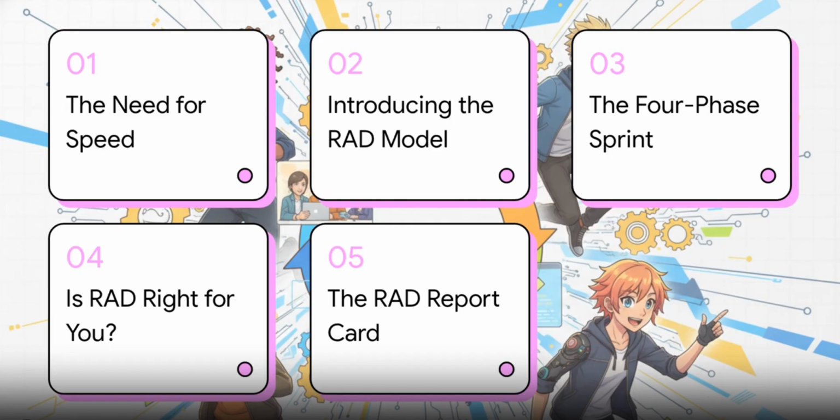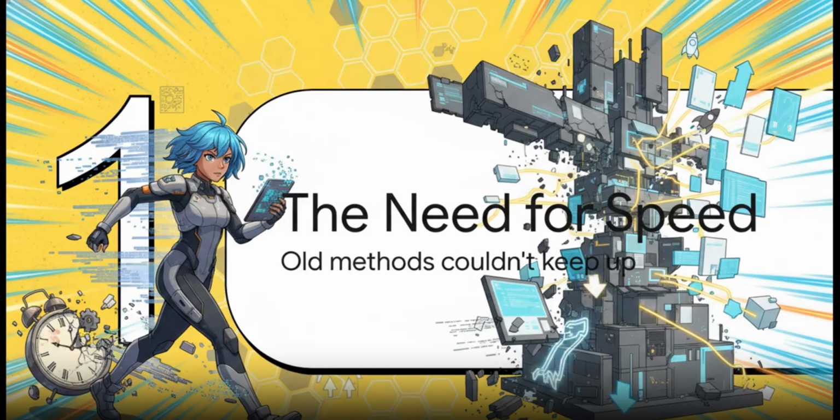Okay, so here's how we're going to break this all down. First, we'll talk about why speed became so important. Then, we'll properly introduce the RAD model. After that, we'll look at its four-phase sprint, figure out if RAD is actually right for your project. And finally, we'll give it a good old-fashioned report card.